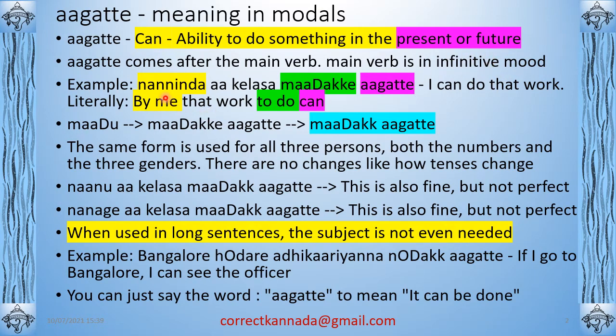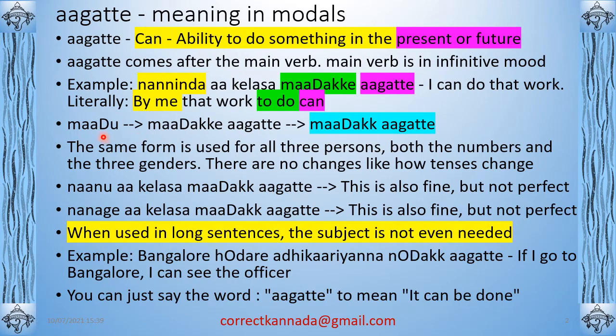Example, ನನ್ನಿಂದ ಆ ಕೆಲಸ ಮಾಡಕ್ಕೆ ಆಗತ್ತೆ is how you must use it. Okay, I can do that work. So the subject ನಾನು should become ನನ್ನಿಂದ, by me. So literally it means by me that work to do can is a literal translation, right? By me, ನನ್ನಿಂದ ಆ ಕೆಲಸ that work ಮಾಡಕ್ಕೆ is to do, ಆಗತ್ತೆ can. So ಆಗತ್ತೆ literally means can.